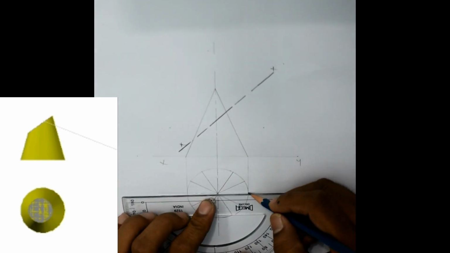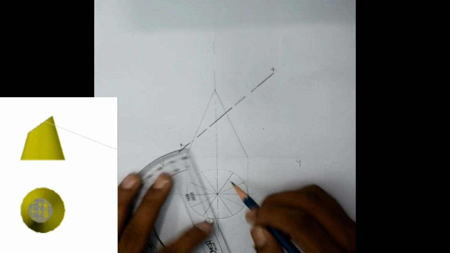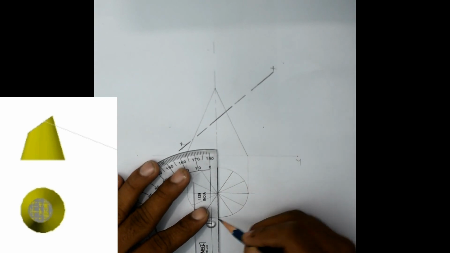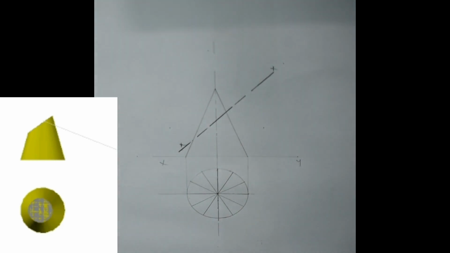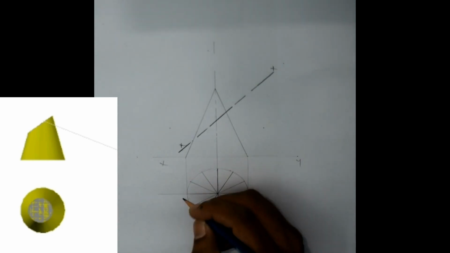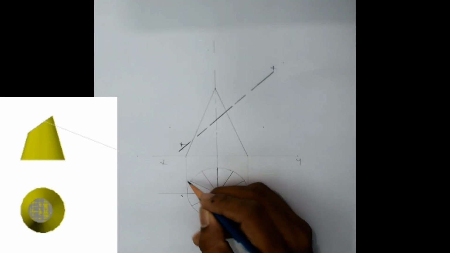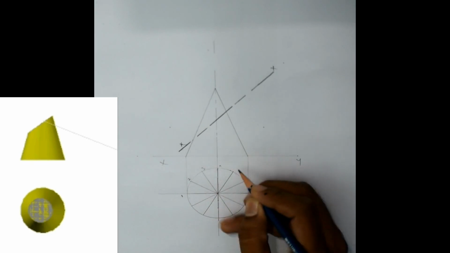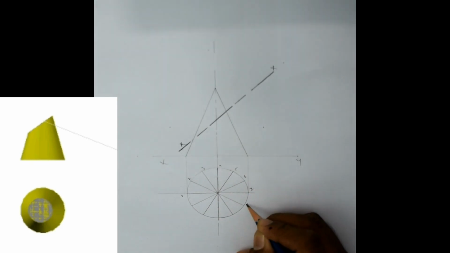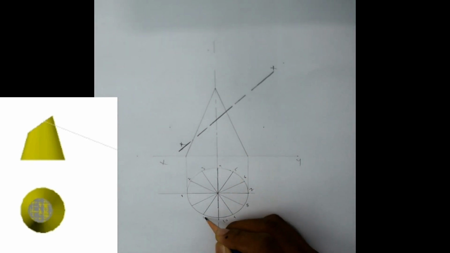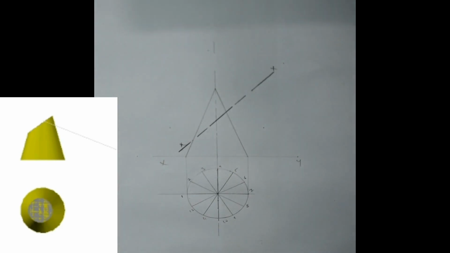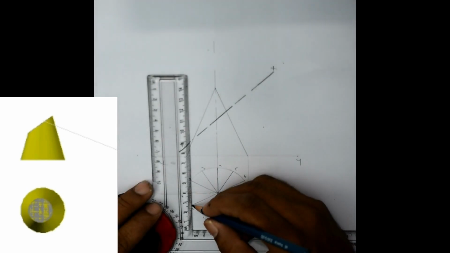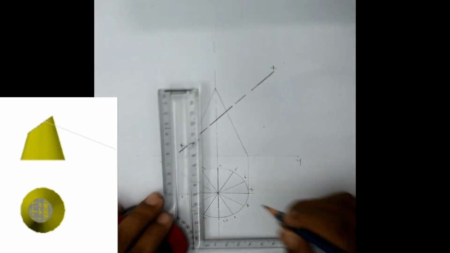So our circle is divided into 12 equal parts now. Now we will number these parts as 1, 2, 3, 4, 5, 6, 7, 8, 9, 10, 11, 12, and I will project these points upwards so that we will get generators.